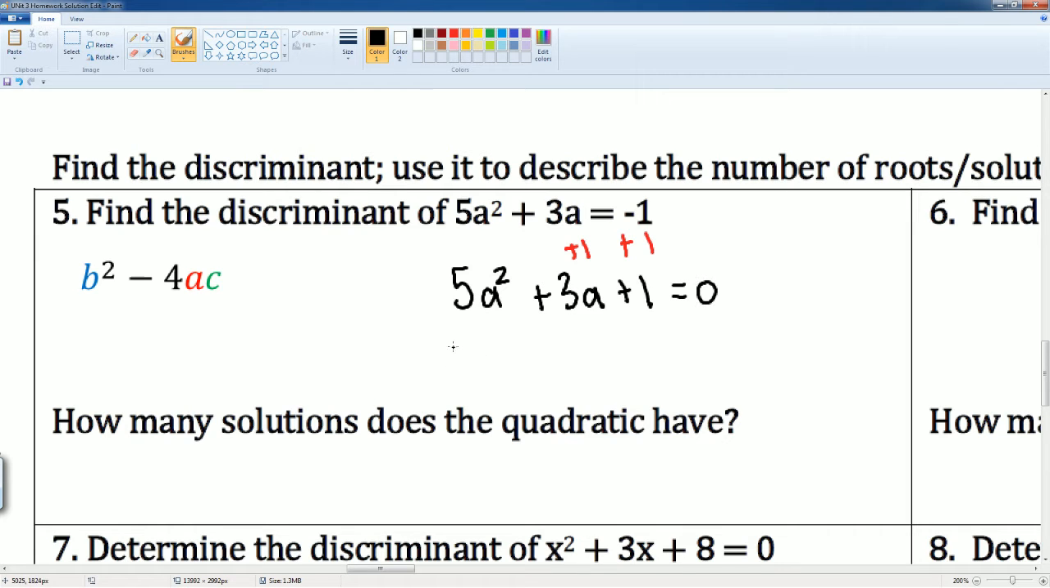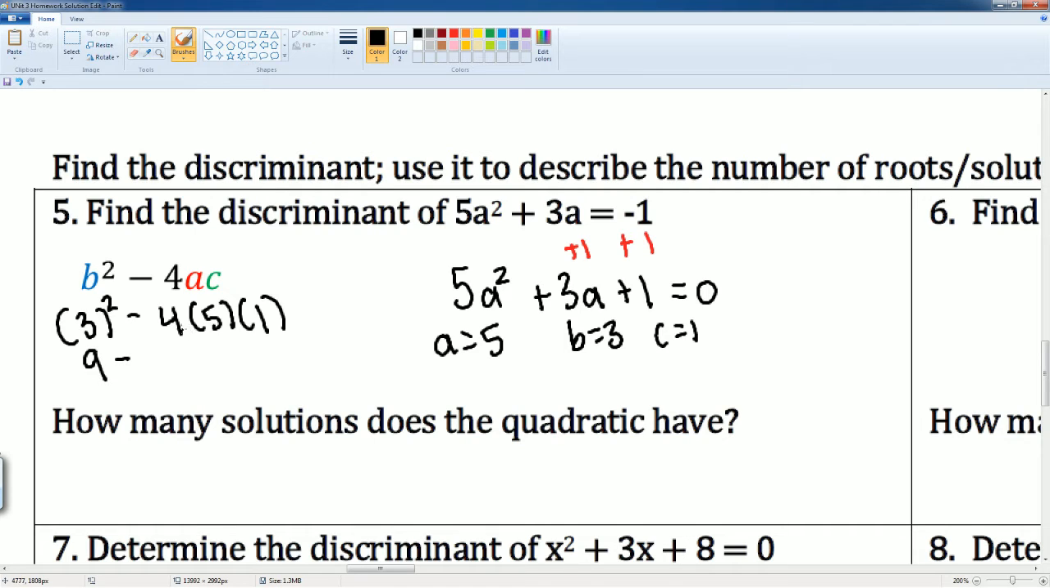Now let's label my pieces. a equals 5, b equals 3, c equals 1. Now we can plug it in. So this is 3 squared minus 4, a is 5, c is 1. 9 minus, this becomes what? 20. 9 minus 20 is negative 11. So here it looks like it has no real solution.